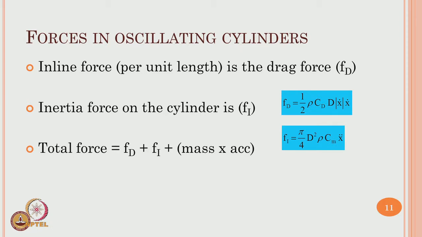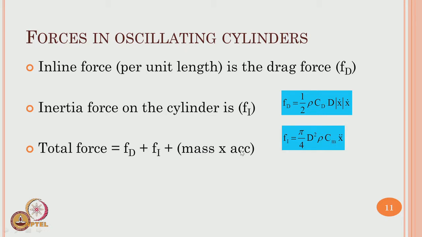Now when you talk about oscillating cylinders which are not fixed to the seabed, there are three kinds of force generated. One is what we call inline force, otherwise called drag force, given by the equation available here. The other is the inertia force on the cylinder, given by the equation available here, Fi and Fd. Now the total force in a given system, the right hand side of the equation of motion, is the summation of the drag force per unit length plus the inertia force per unit length plus, of course, the mass of the platform into the acceleration of the structural system itself.